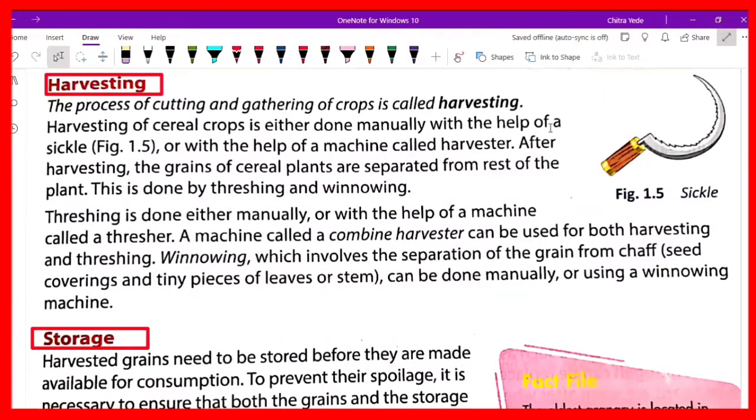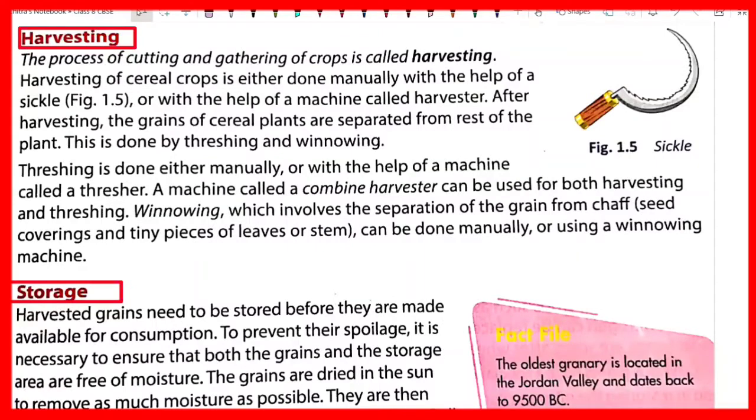So harvesting is what? The process of cutting and gathering the crop for the removal of seed from the crop is called harvesting. Harvesting of the cereal crop is done either manually, with the help of a sickle, or with the help of a machine called a harvester.